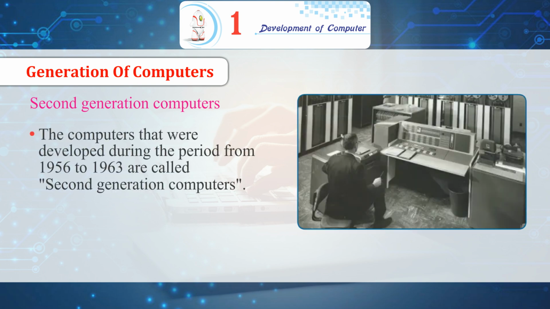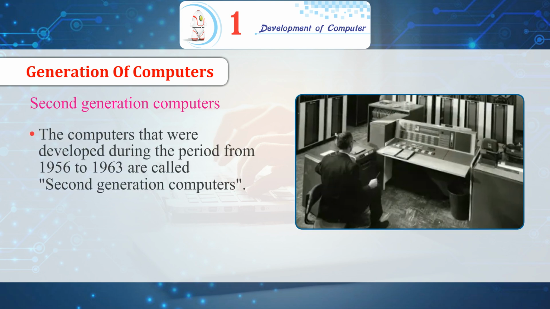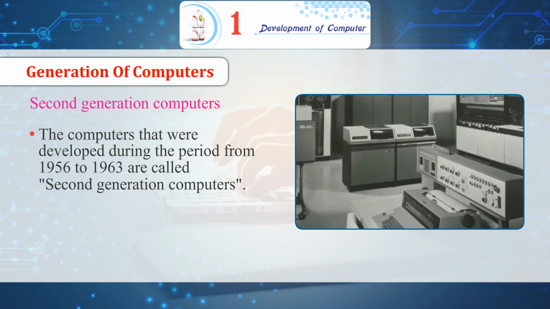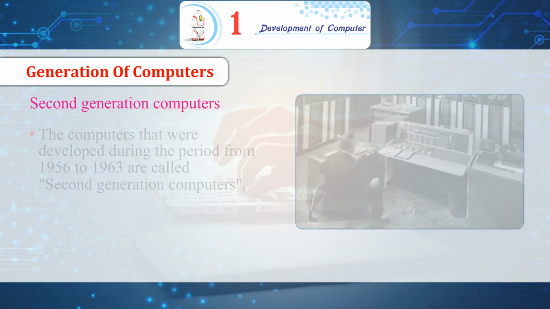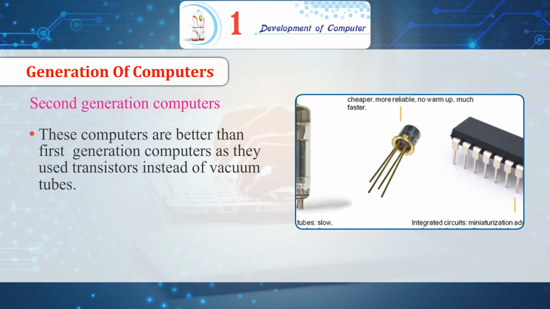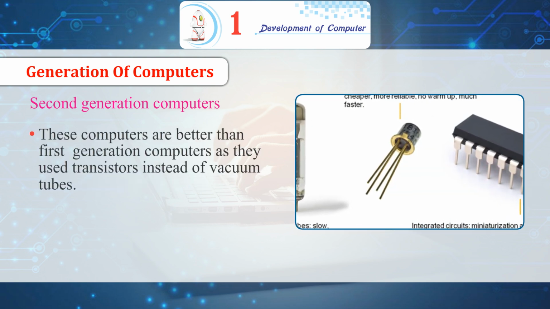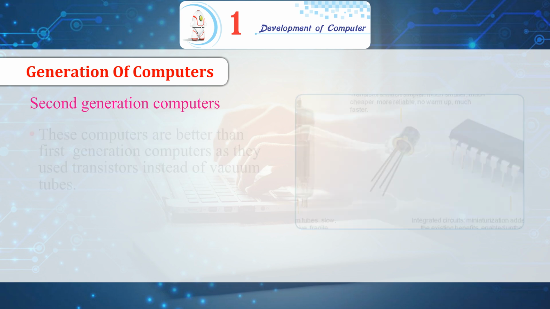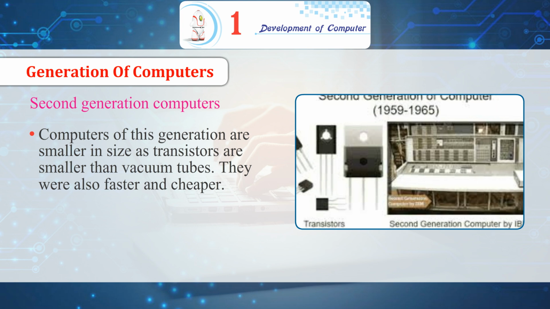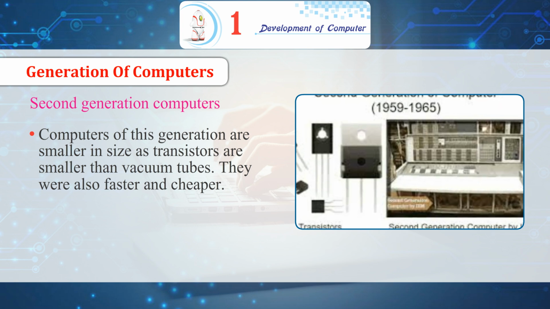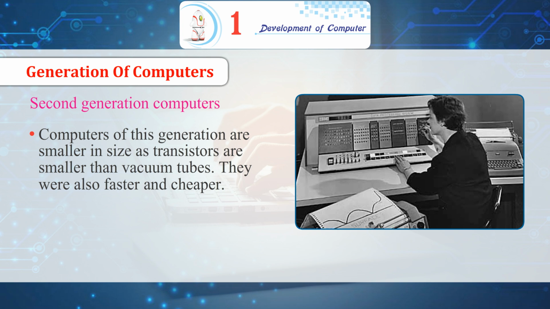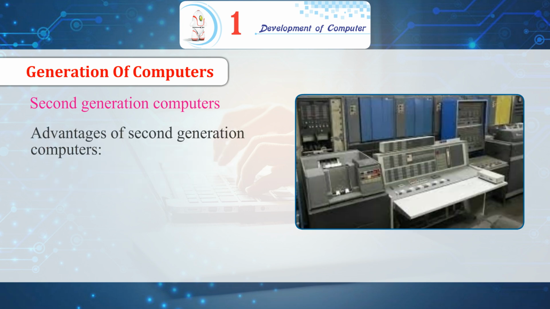Second-generation computers. The computers that were developed during the period from 1956 to 1963 are called second-generation computers. These computers are better than first-generation computers as they used transistors instead of vacuum tubes. Computers of this generation are smaller in size as transistors are smaller than vacuum tubes. They were also faster and cheaper.